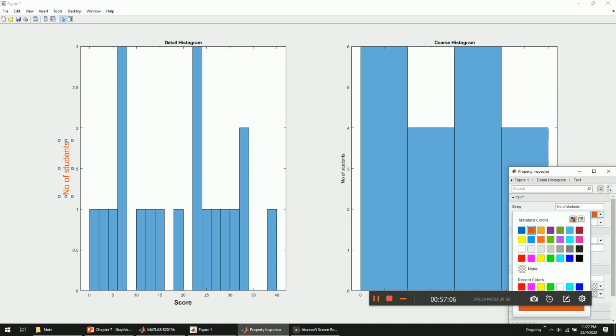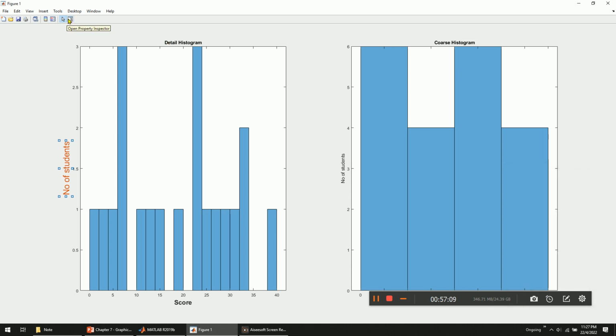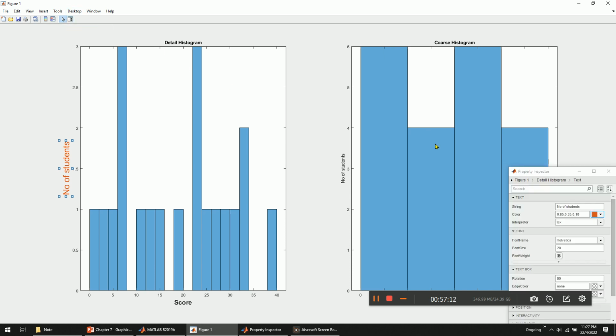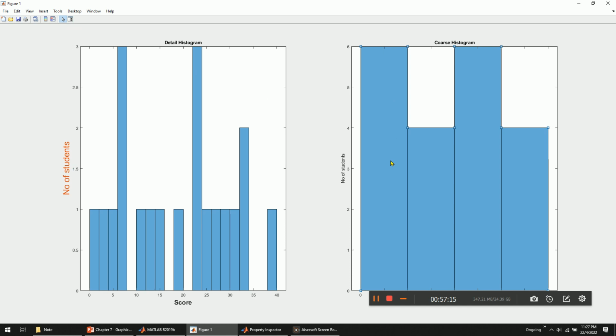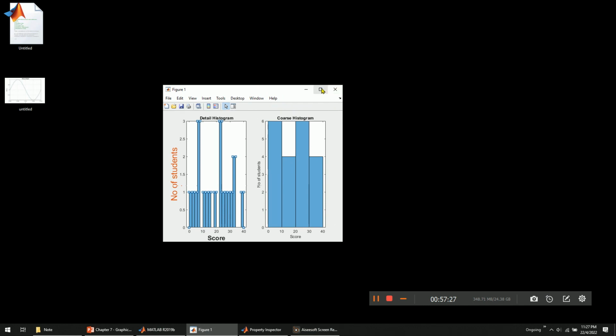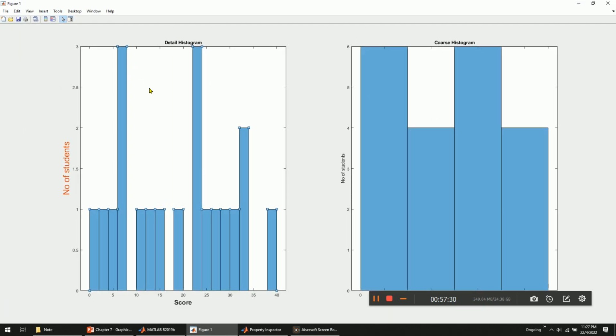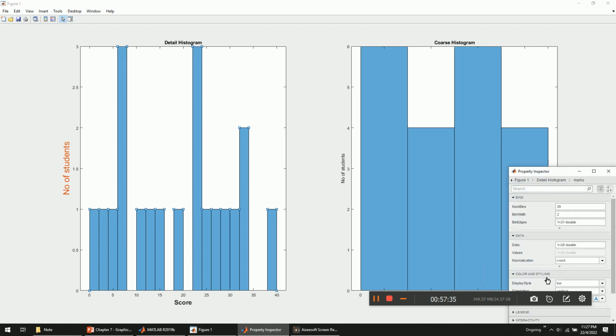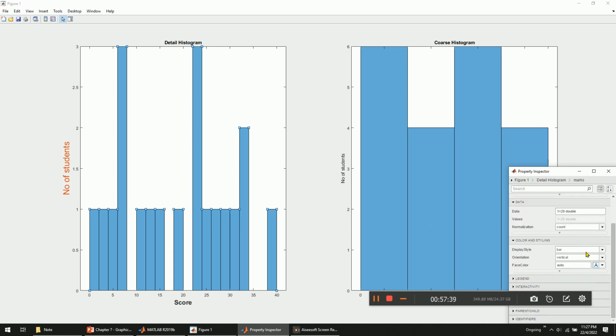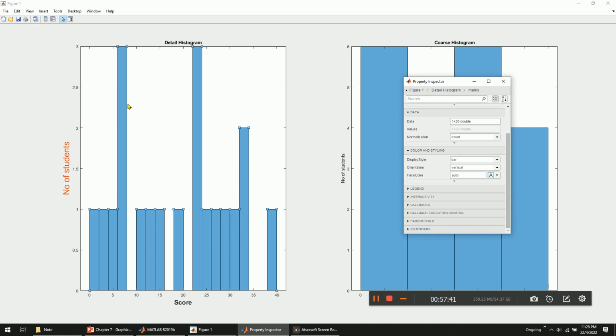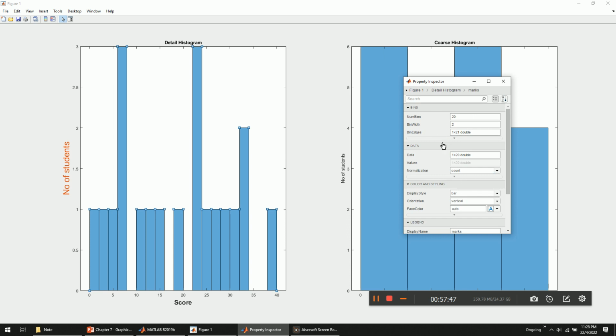So just press this one. This one is the property inspector. Then you just click the data you want to change. Sorry, my PC is not working properly. Now it's gone again. Let me click again. So you can change anything you want. For example here, the vertical data, you want to add a legend, the mark. You can explore it.